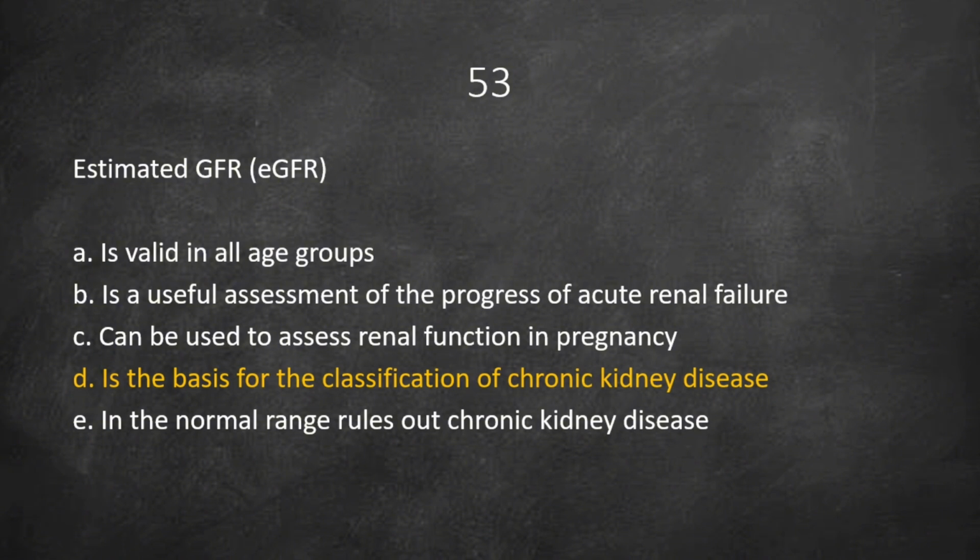So that's a correct answer. Then is E, saying that in the normal ranges it rules out chronic kidney disease. That may not always be the case, because sometimes CKD can present with normal eGFR, especially in the early stages. So that answer will not be acceptable. So the correct answer for 53 is option D. Okay, let's move to 54.